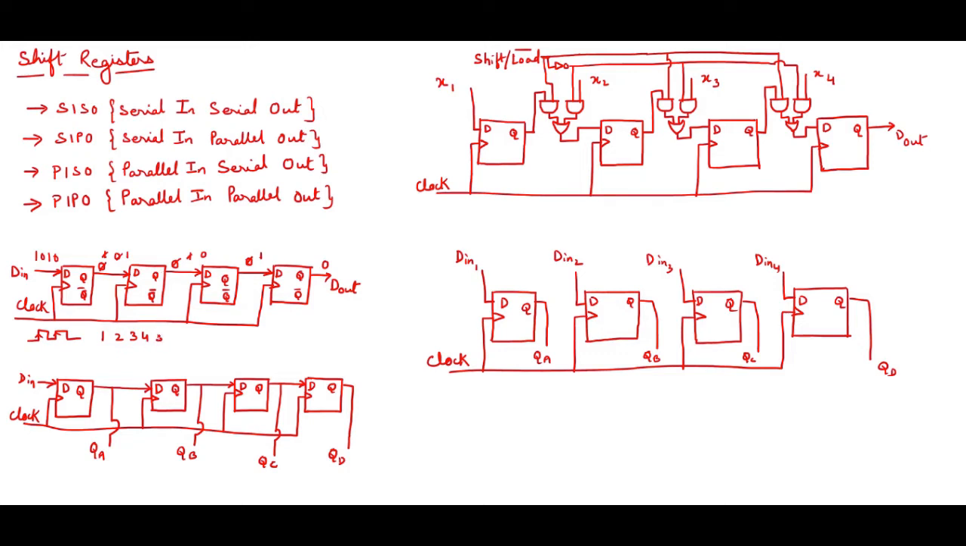Accordingly, after the fifth clock pulse, I will get 0 over here. After the 6th clock pulse I will get the next 0, and after the 7th clock pulse I will get the final 1. So the data in, 1 0 1 0, will come out at data out as 1 0 1 0 after 7 clock pulses. This is called serial in, serial out.